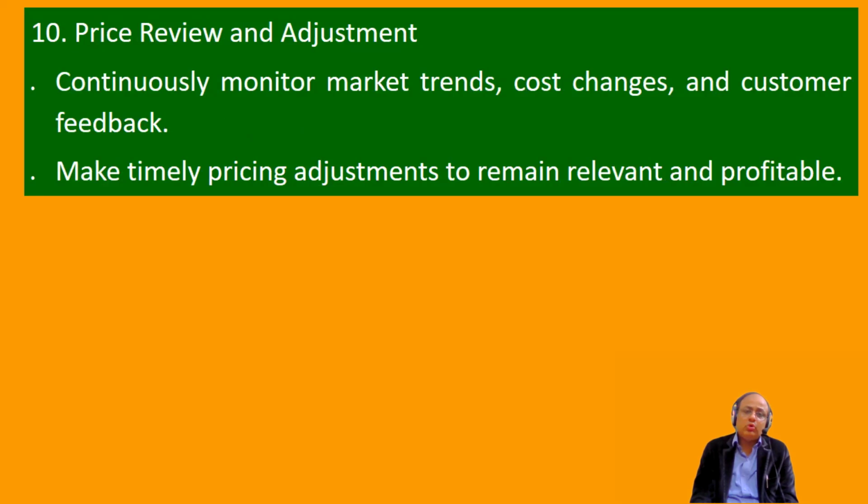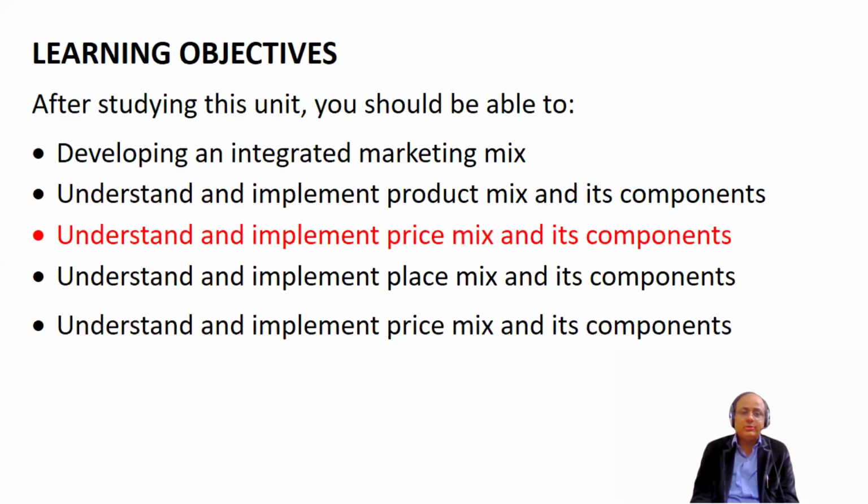As a pricing manager, you need to review probably on a quarterly basis or six-month basis every time, and then you adjust your pricing through downward and upward stretch. You can analyze or monitor market trends, the changes in the cost, and the feedback given by the customers. Based upon that, you need to make your pricing adjustments. So this was all about the pricing unit, which is unit number 2, objective number 3.